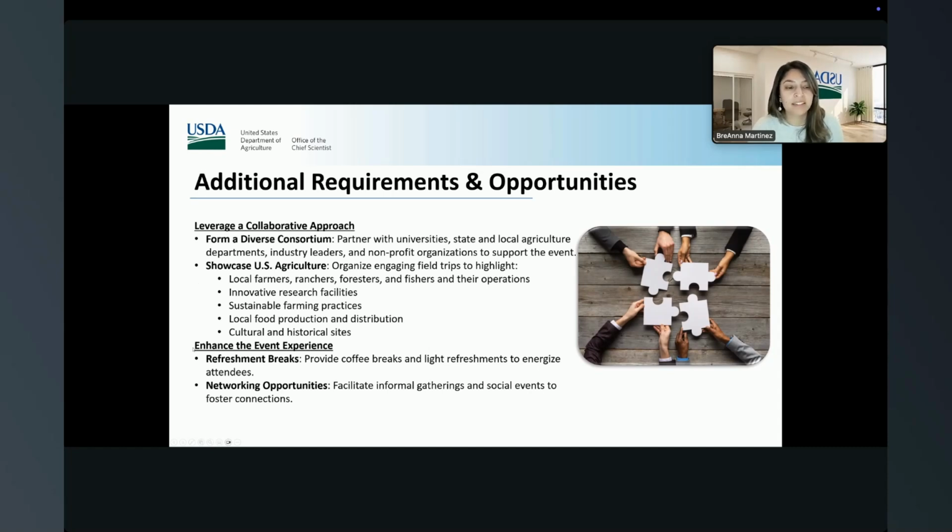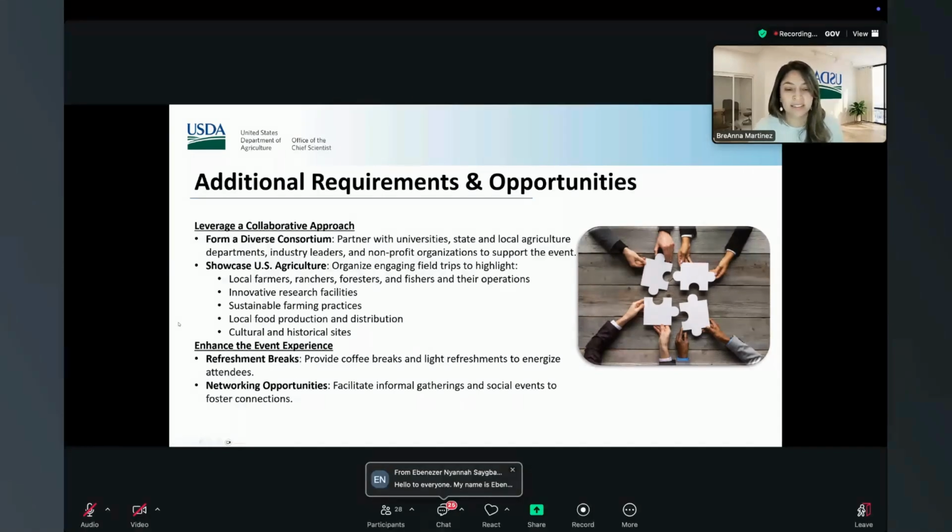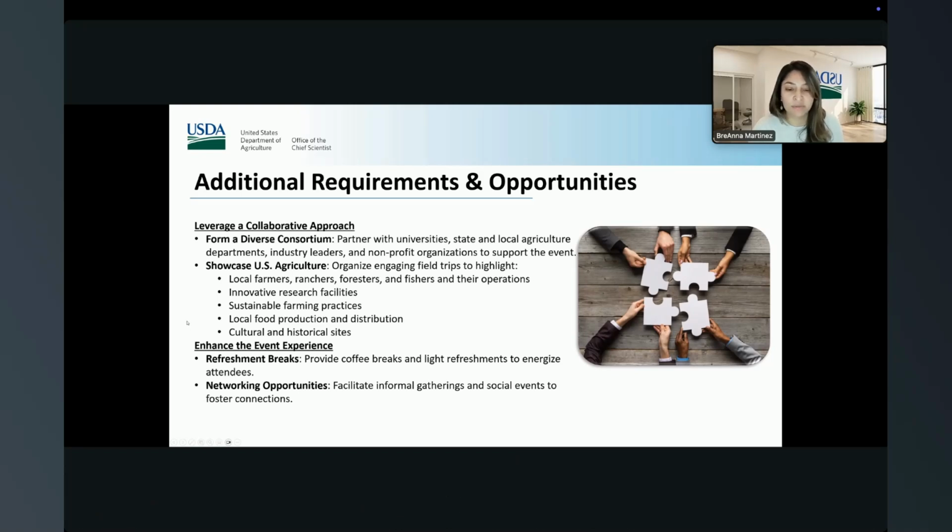And last but not least, we want to enhance the event experience. So we do provide refreshment breaks, coffee breaks, light refreshments to energize attendees. I think we've all sat through long meetings, so those are much needed. And then networking opportunities. So facilitate informal gatherings and social events to foster connections. These are things like sponsoring coffee and tea breaks and other opportunities for people to sit and chat and maybe hear about your organizations.